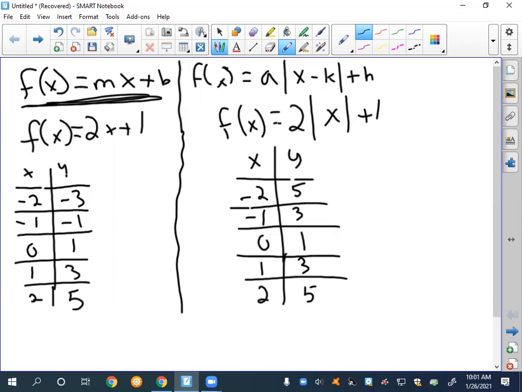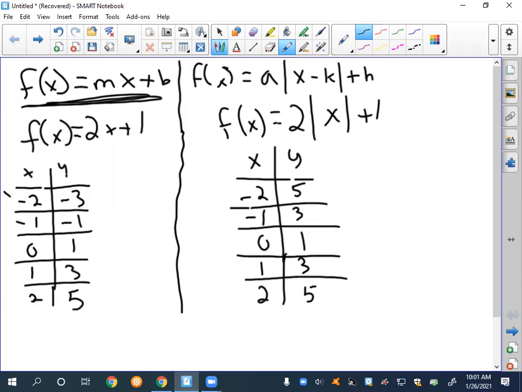What does the m represent every single time when it looks like that? Slope. The number in front of x is the slope. And that b represents what? The y-intercept. We've learned it. We're good at it. Okay, in a table, it looks something like this.